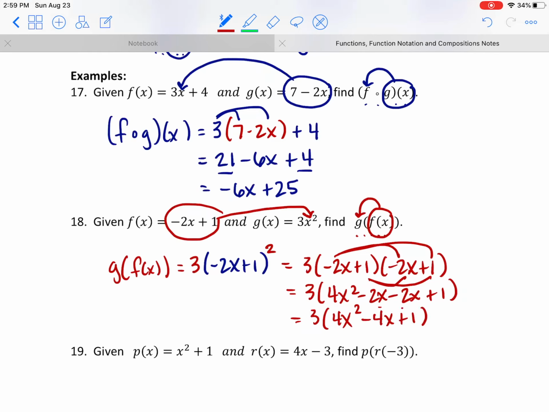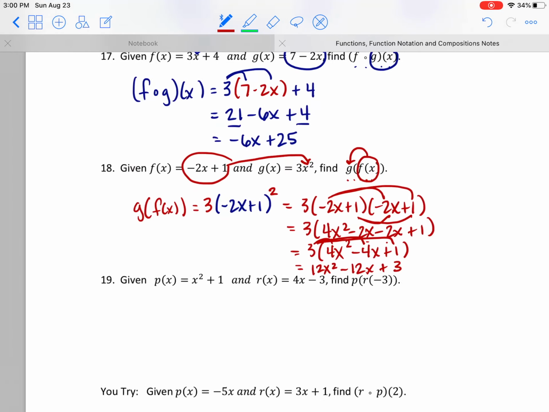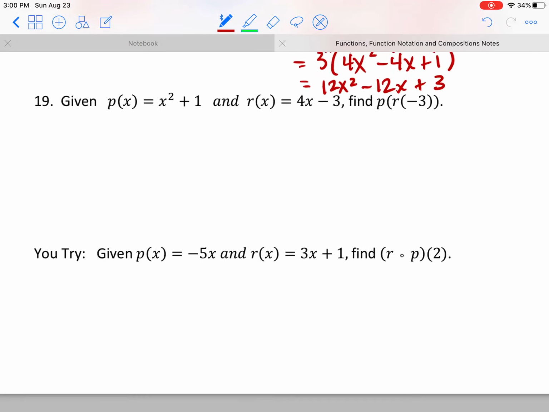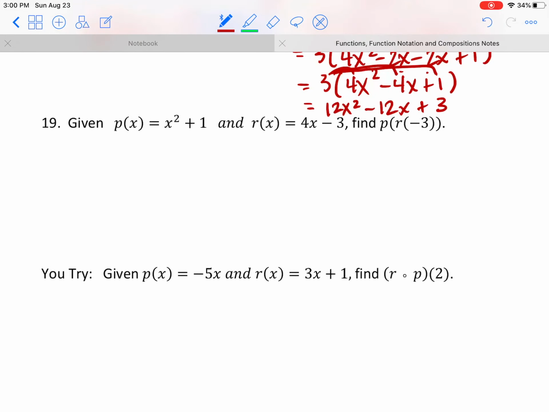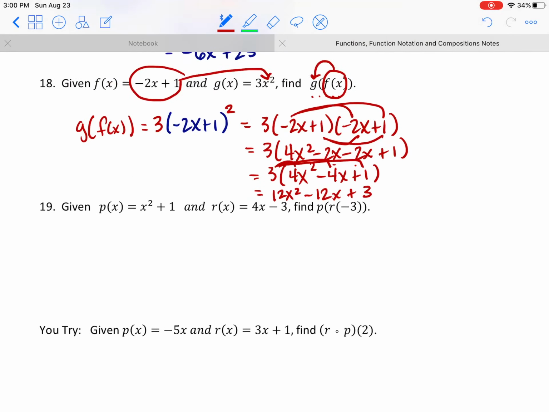And then the last step, we can distribute the 3. So 3 times 4x squared is going to be 12x squared. 3 times negative 4x is negative 12x. And then 3 times 1 makes a positive 3. Okay? Oh, we're getting there. So those were functions plugged into functions, and now hopefully you can see we're looking at some function values.